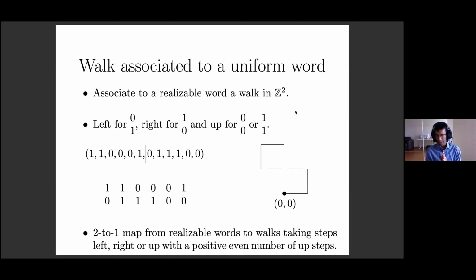And what are the walks that you get? It's walks that take either left, right, or up steps, and which have a positive even number of up steps. So the uniform measure on the realizable words translates to a random walk which with probability 1/3 goes right, with probability 1/3 goes left, and with probability 1/3 goes up. And you condition it on having a positive even number of up steps. So now that we have this walk representation, it's quite standard to have the convergence to a Brownian motion with drift. And the only technicality is to deal with this conditioning that you have a positive even number of up steps.